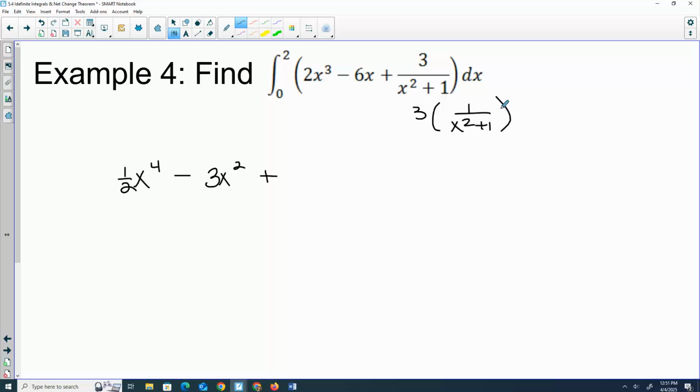Okay, here we go. Page 214. Look at the red chart on the bottom of page 214. Which one is it? Tangent inverse. 1 over x squared plus 1.